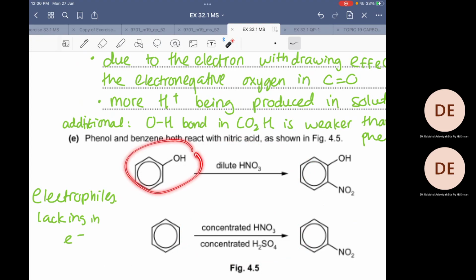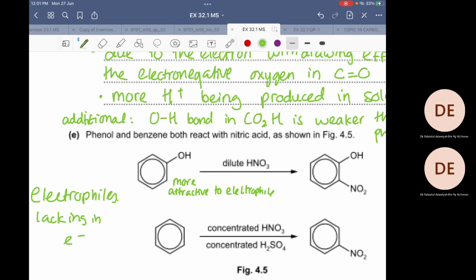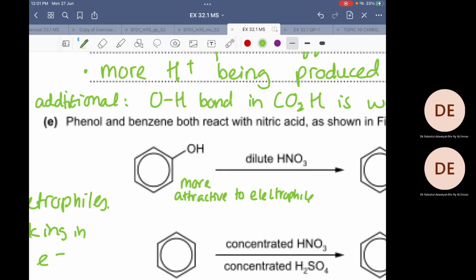So electrophiles will be attracted without the condition in it. The electrophiles will be attracted to phenol or benzene more. Phenol. Okay, that's why you don't need a lot of condition. So this is more attractive to electrophile compared to benzene. Okay, and you can already see what's the difference between the phenol and the benzene is because of the presence of that oxygen. That oxygen has a lone pair. This ring is already electron rich, but the fact that the hydroxy group is there, it adds on to the electron density of the benzene ring.